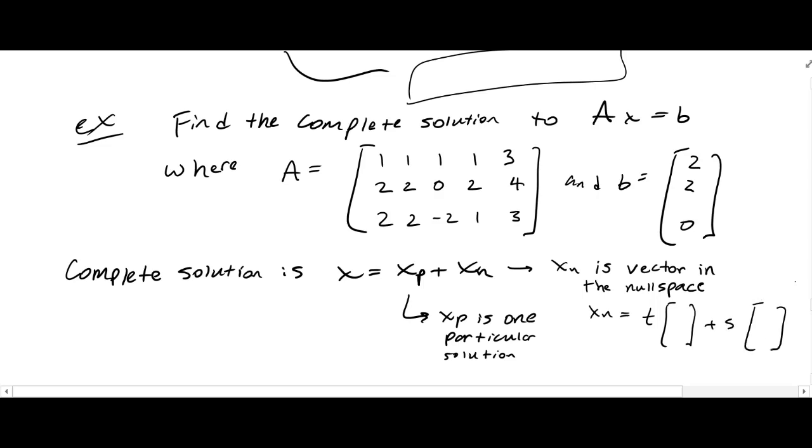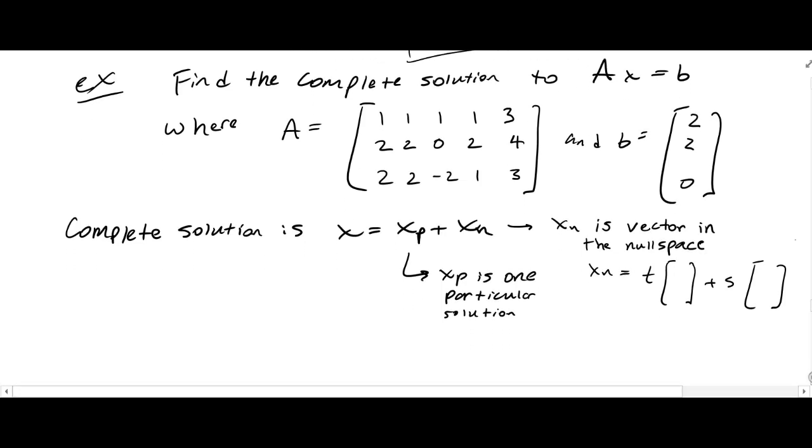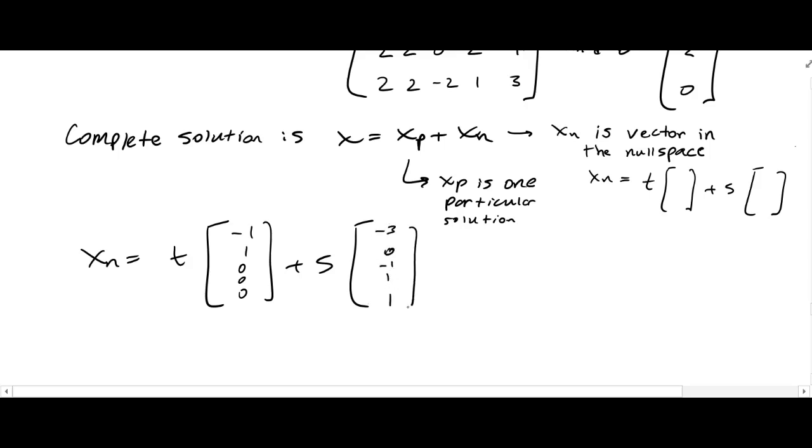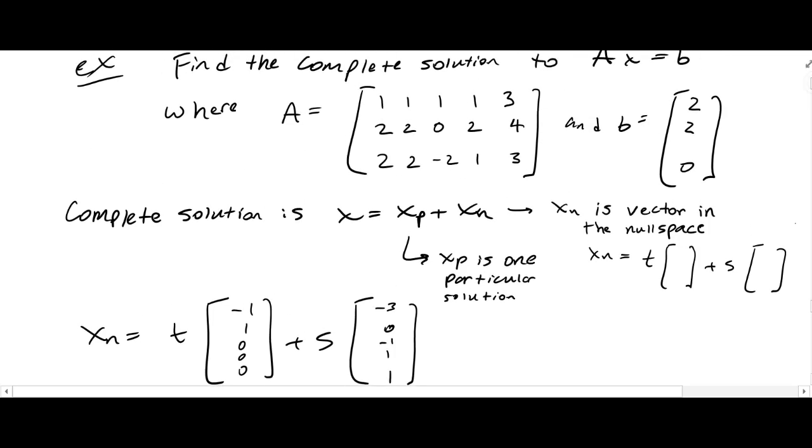Since we've already found the null space of the matrix, we've already done most of the work. So xn in this case is t times that first special solution, which was -1, 1, 0, 0, 0, plus s times -3, 0, -1, 1, 1. And for xp, we can try to guess a particular solution. Xp just satisfies AX equals B, that equation.